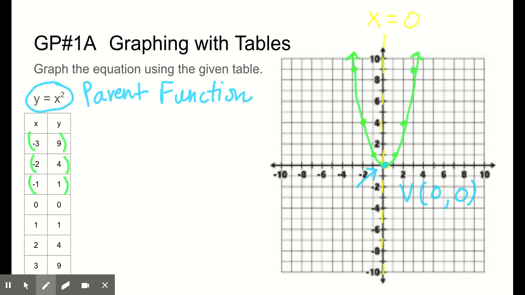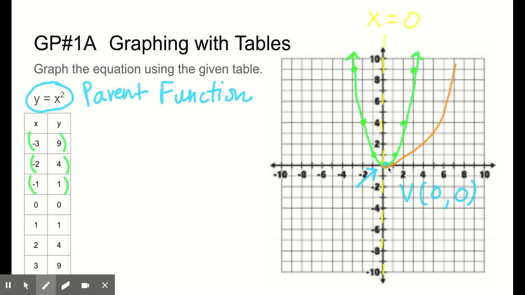Now, every other parabola that we're going to graph that does not look like this starts as the parent function. So from the parent function, we can then shift our vertex to the left, to the right, up or down. We can make our parabola wider or narrower depending on the behavior of the equation. And we're going to talk more about that as time comes.